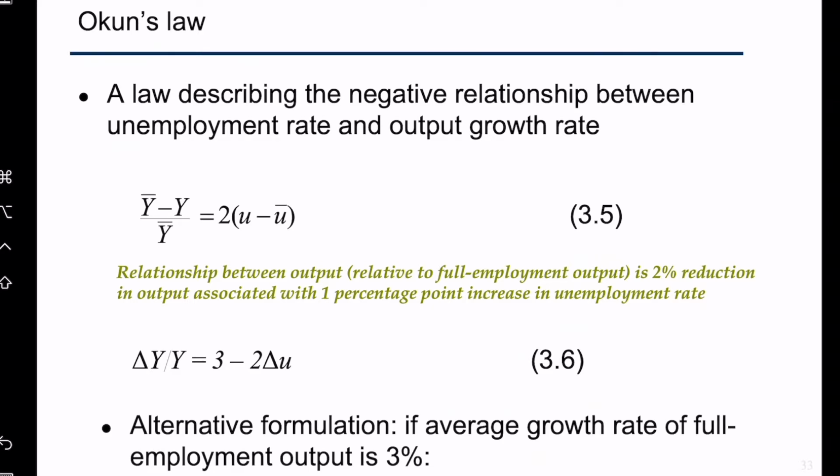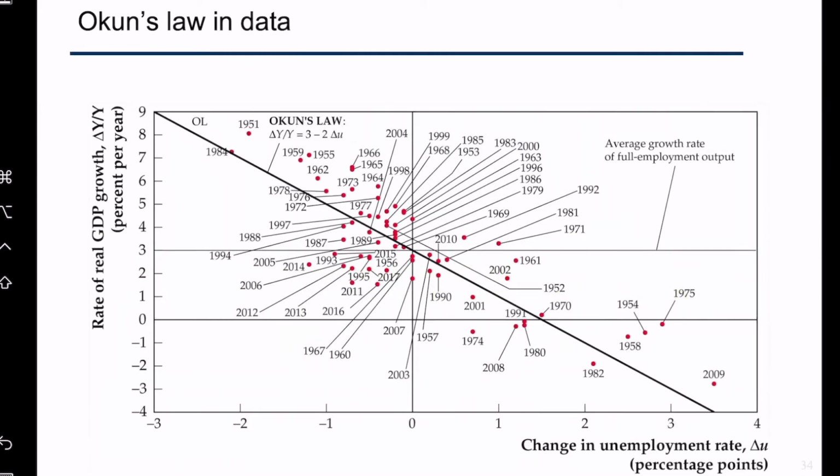What I want to do next is show you the Okun's law relationship in a graph, and then derive equation 3.6 from 3.5 later on. So how does Okun's law look in a graph? It turned out that if we plot the changes of the unemployment rate and the growth rate of GDP for the US from the 1950s to the 2000s, we will be able to come up with the negative relationship between the output growth rate and the changes in the unemployment rate.